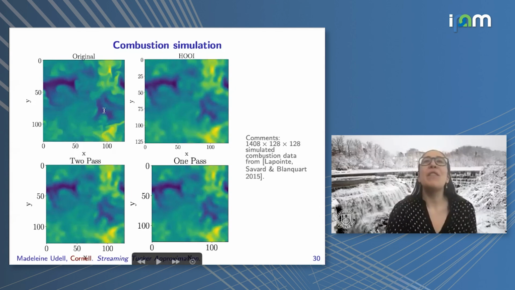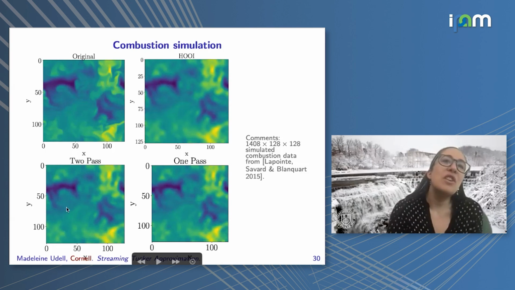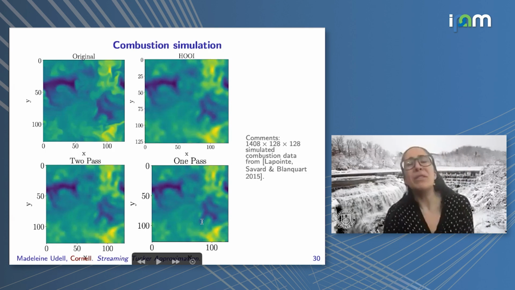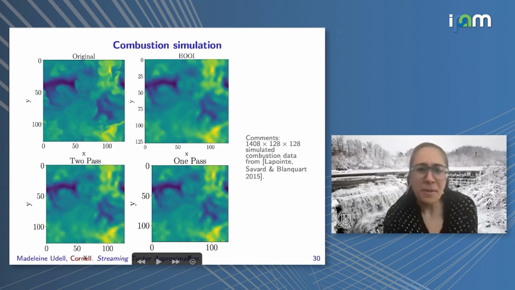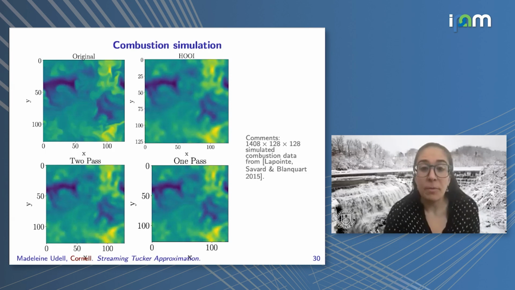If this is one slice of your combustion simulation, this is what it looks like. If you reconstruct with the higher order orthogonal iteration, which is about as well as you can do, this is what the reconstruction looks like. This is the reconstruction you get using our 2-pass approximation, and here's what you get using 1-pass. You can see it's a little bit blurrier, but barely. So it's doing quite well and a lot cheaper.